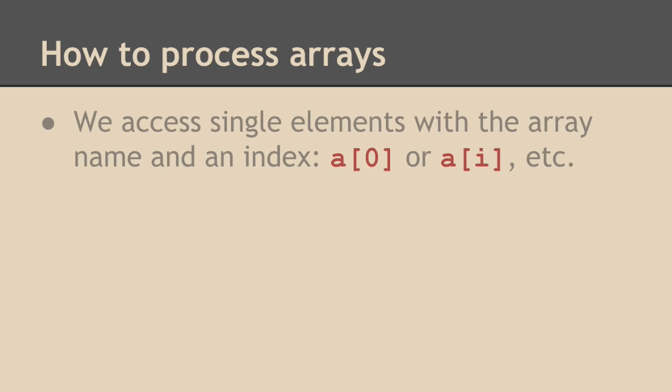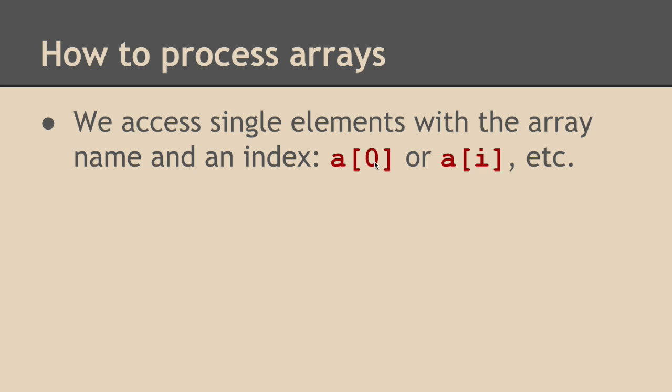So, if we need to do something to single elements, we access them with the array name and an index and some square brackets. So if my array is named A, I access the first element in the array by A[0]. Now if this is an array of ints, then this specification is an int. It's just the first int in the array A.